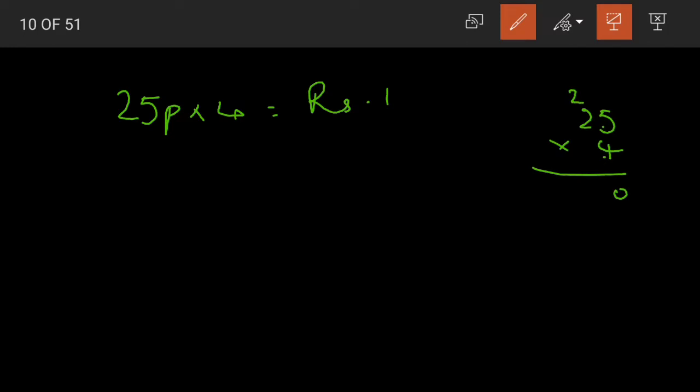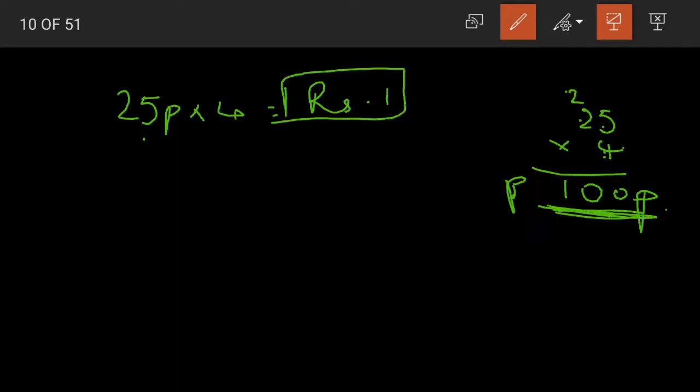See, what did we learn? 25 paise into 4 is equal to 1 rupee. If we multiply 25 by 4, we have 5 4s are 20, 4 2s are 8 plus 10. So it is nothing but 100 paise. 25 paise into 4 is equal to 100 paise, which is nothing but 1 rupee.